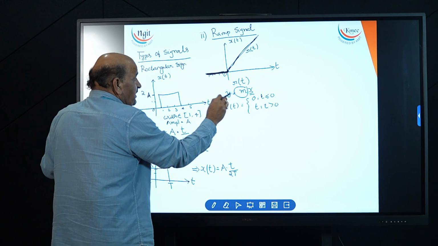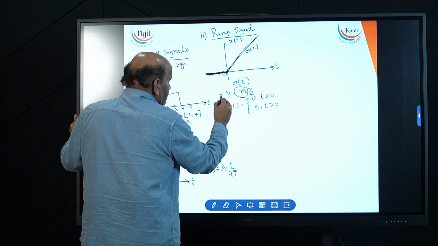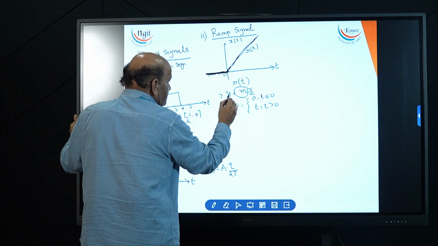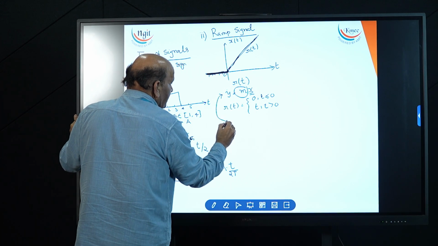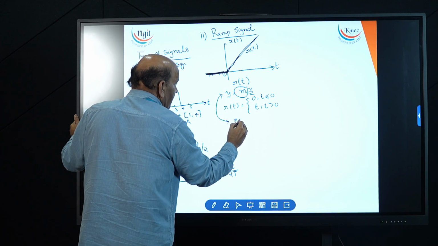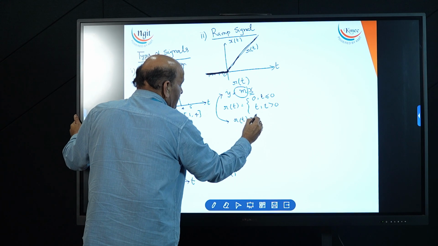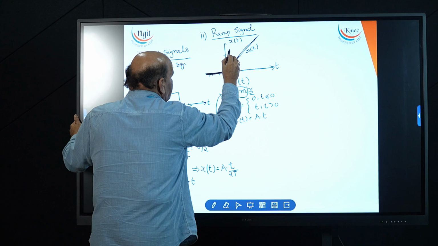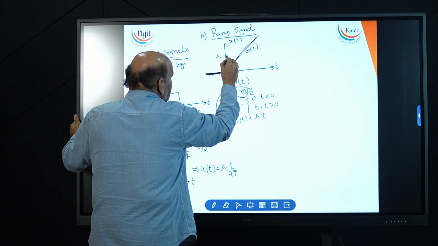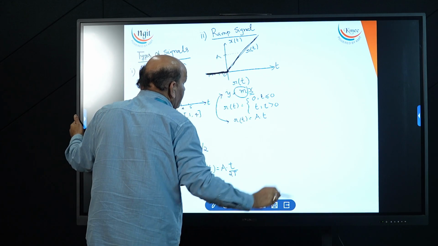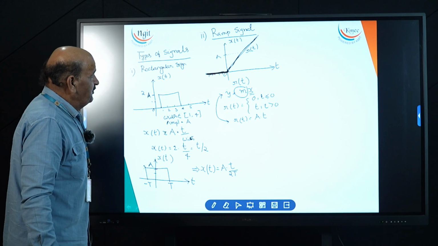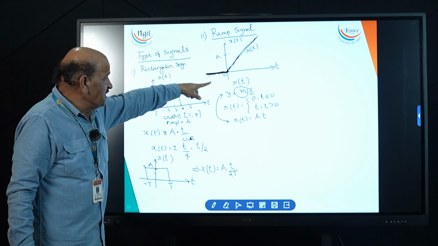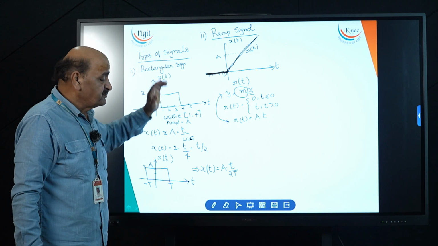Here in intermediate maths we use a straight line that passes through the origin, y equal to mx. Now in signals and systems we use a ramp signal that is equal to some amplitude into t. For example, this is some amplitude A. We call it slope or height, whatever it may be. This is the representation of the ramp signal.